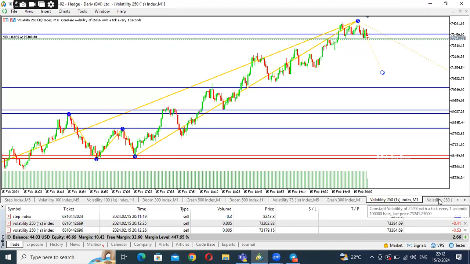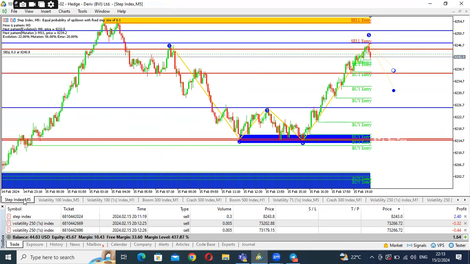Step index is now going, guys. So what should we do? We can also add a position on step index. Just wait for it to pull back a bit. Then we add positions on step index. Yeah, we can add now.